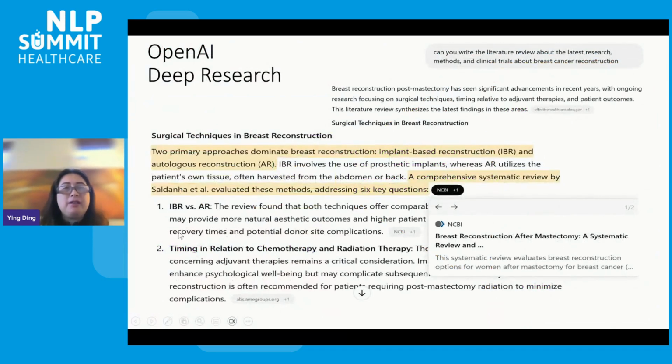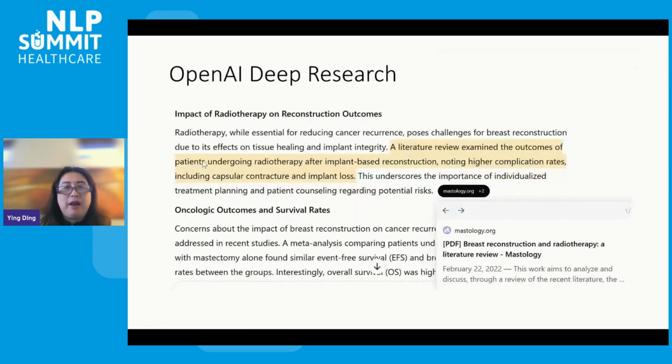We already compared this with OpenAI's recently released deep research. So basically, I asked OpenAI to write a literature review about the latest research methods and clinical trials about breast cancer reconstruction. So this is what I got. They cite 3 articles. One article is a systematic review about breast reconstruction after surgery. You can see when you highlight this, they highlight the sentences it comes from, but these sentences are very general. They don't have the specificity that physicians would love to have.